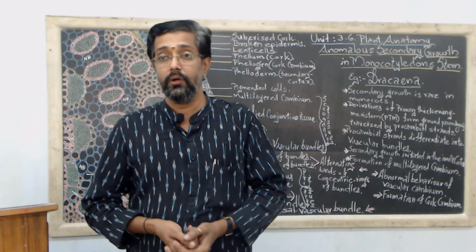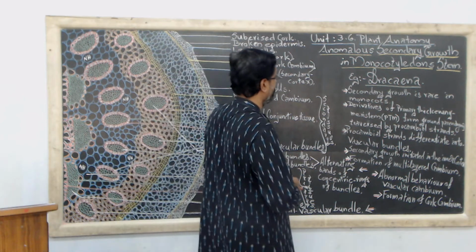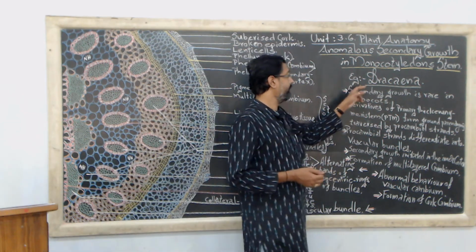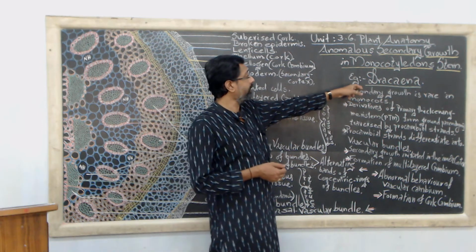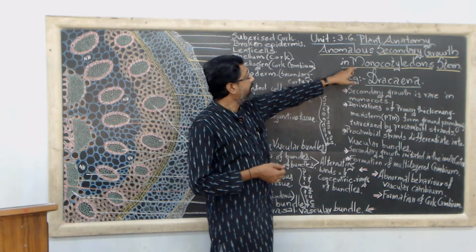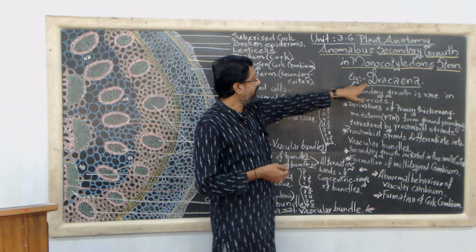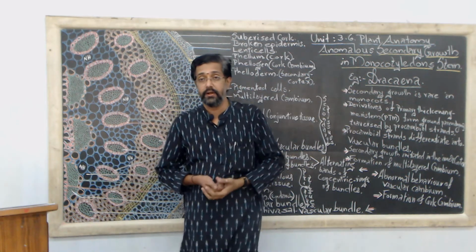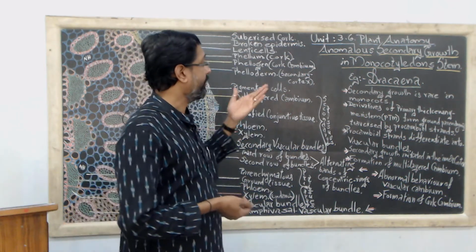Okay, so here in the present session, we are taking one example, Dracaena. Dracaena is one of the monocot stems, a plant which shows the abnormal activity of secondary thickening.